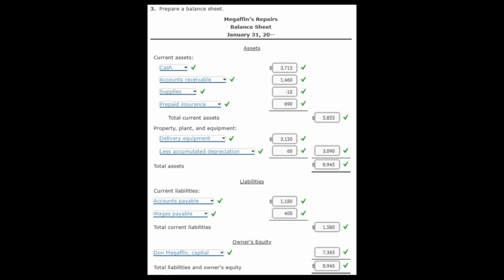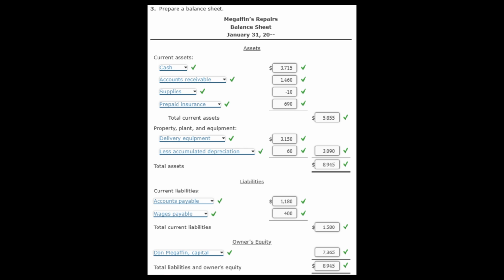Okay. Then we're going to move to liabilities. I have accounts payable and I have wages payable. So I'm going to put those numbers in. Remember, those numbers come from the blue chart up at the top. Then I'm going to add them together and I'm going to put them over. You can see on the right side, I have a number of $1,580.